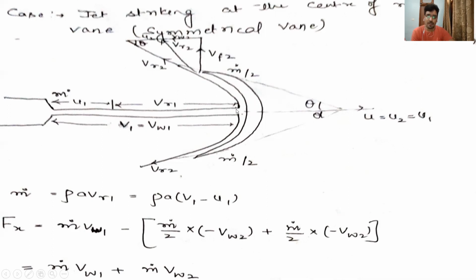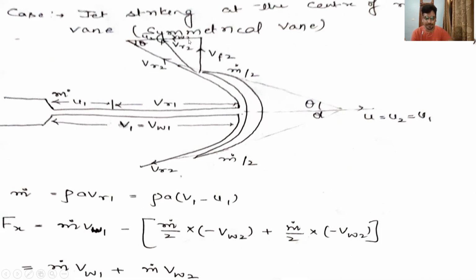So if you will see that from this point this vr2 is coming from here, and the mass flow rate m dot by 2, and here this vr2 is coming here, and this vr2 is at the angle theta, and this is v2, and this is the velocity of flow. This is velocity of flow normal to the jet direction, and this vw1 is what? Vw1 is the velocity of whirl at the inlet of the vane, and this vw2 is the velocity of whirl at the outlet.